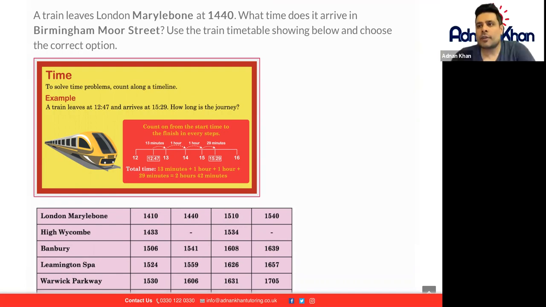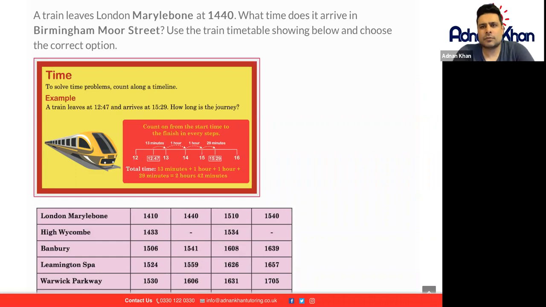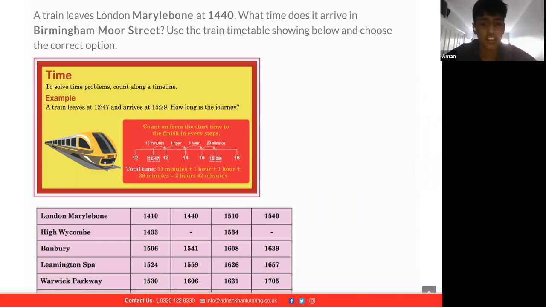Let's go to Aman again for this one. Hello. Hi, Aman. So the train leaves London Marylebone at 2:40. What time does it arrive in Birmingham Moor Street? Use the train timetable shown below and choose the correct option. Have you ever been on a train to Marylebone? No, I don't think so.